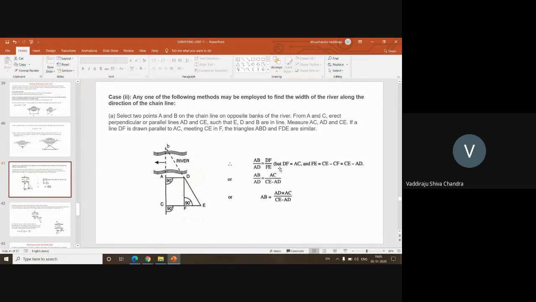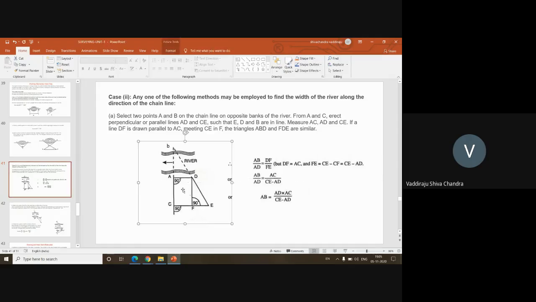DF is equal to this portion because these two are perpendicular, so distance DF is definitely equal to distance AC. I'm substituting AC for DF. What is FE? This total portion is CE, and CE minus CF will give you FE. But CF is given as AD. Rearranging this equation, AB by AD is equal to AC by CE minus AD.